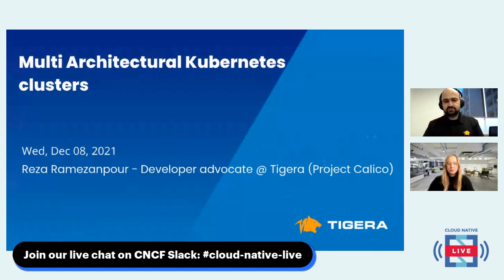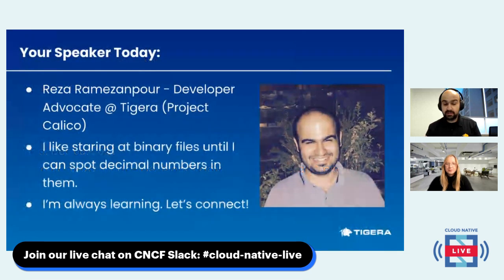So today I'm going to talk about multi-architectural Kubernetes clusters. As Annie was so kind enough to introduce me, my name is Reza. I'm a developer advocate at Tigera. Tigera is the company behind the open source project Calico. A little bit about me, I like staring at binary files until I can spot decimal numbers in them. I'm always eager to learn new stuff and open to suggestions. So let's connect and exchange ideas.